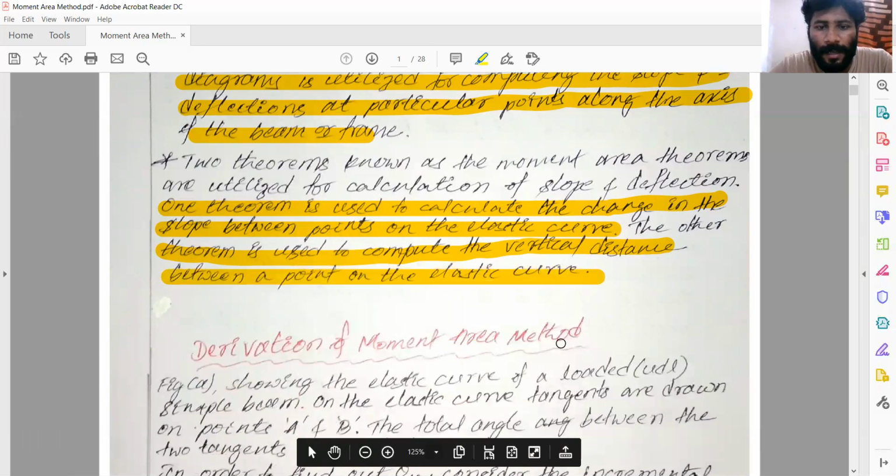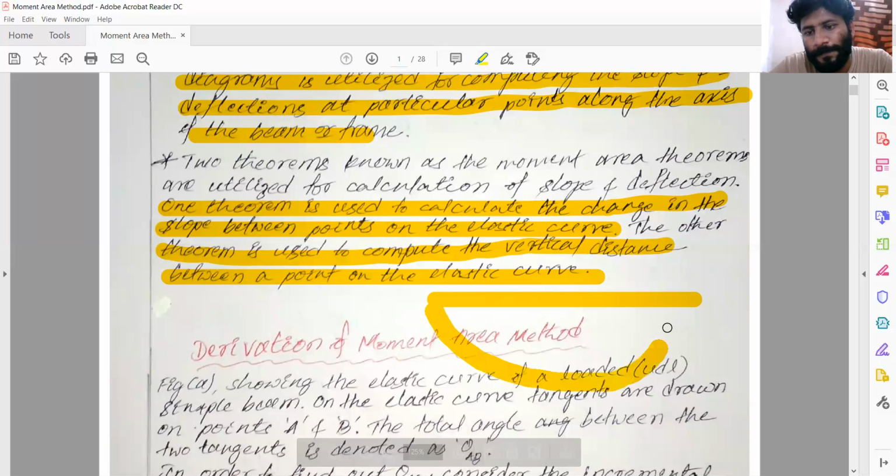Suppose I have a beam something like this, and the beam is deformed something like this. This is the deformed shape of the structure. If I want to find the slope at here, I have to use the first moment area theorem. If I want to find the deformation from here to here, then I have to use the second moment area theorem. So let us see the derivation of the moment area theorem, and after that we'll look into a few problems.